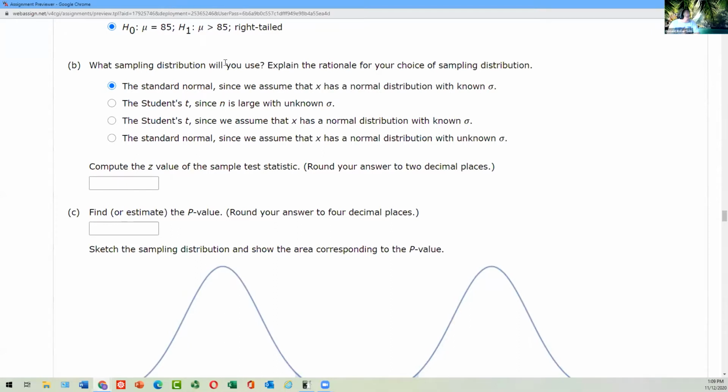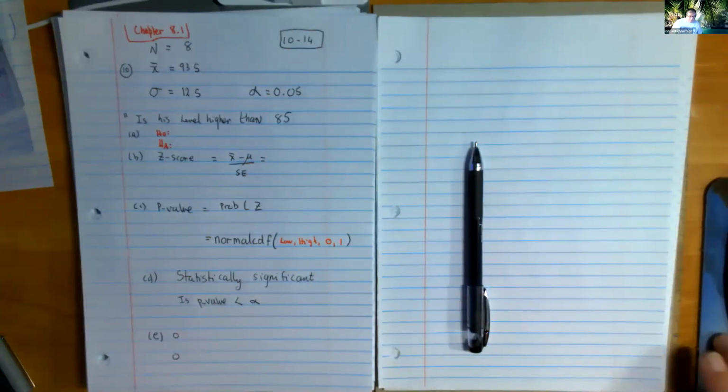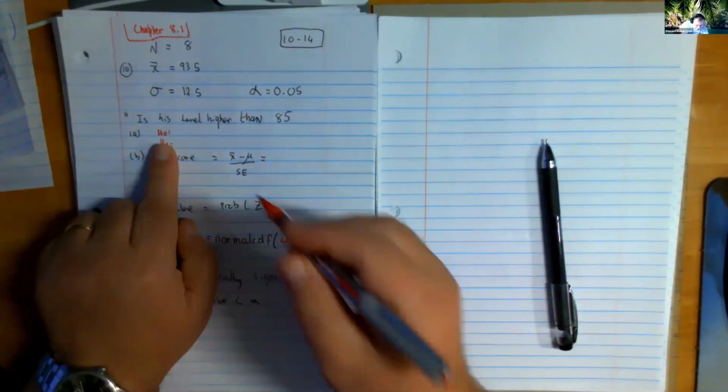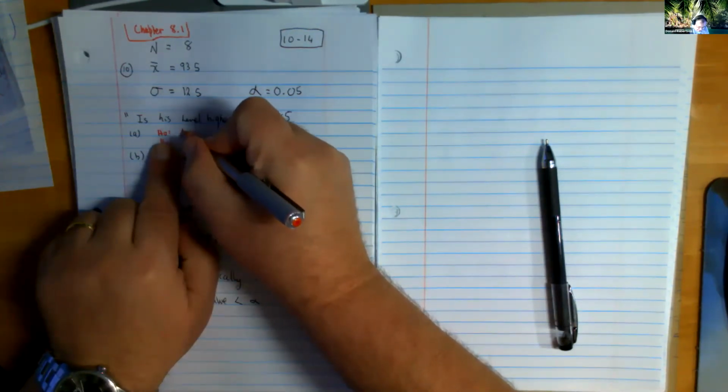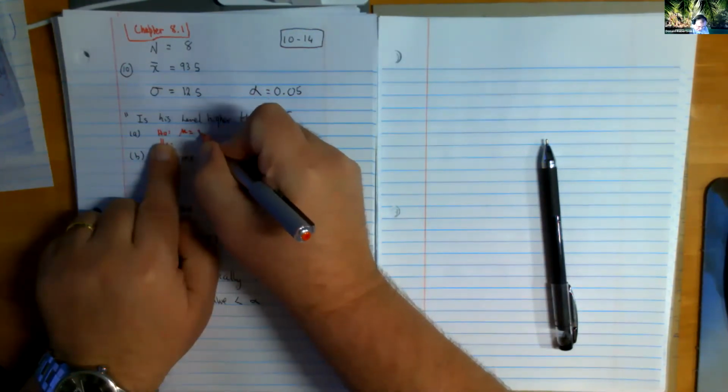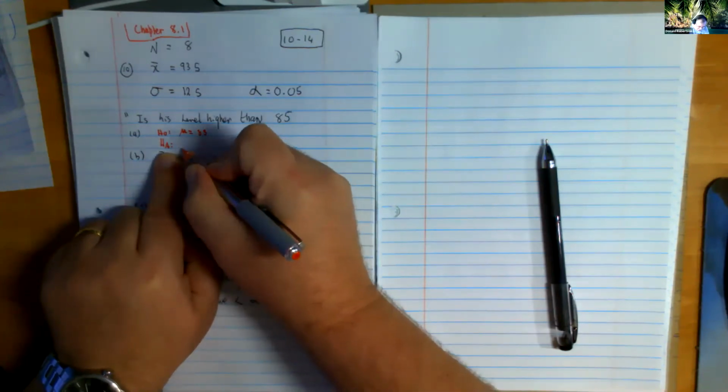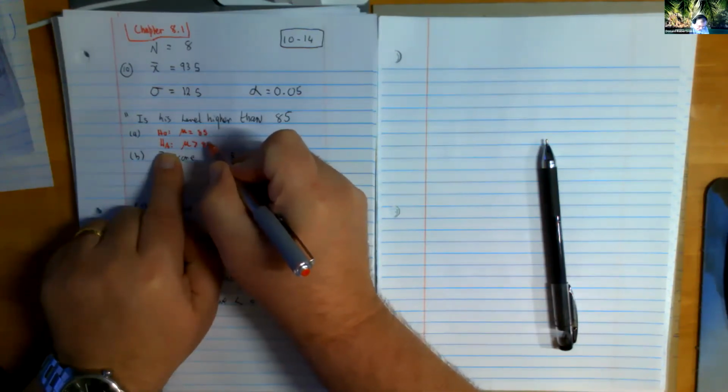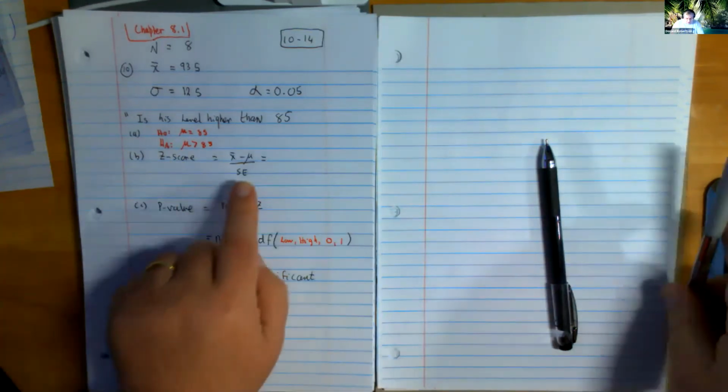That is the way that the intro to these questions goes, and they're very similar in each case. Now I'm going to show you the working that we would be using to get all the other stuff that's going to come. This is pretty much the bread and butter of hypothesis testing. H naught: the mean is equal to 85. The alternate: is there evidence to prove it's bigger than 85? We already answered that. Now we're going to get a z-score.